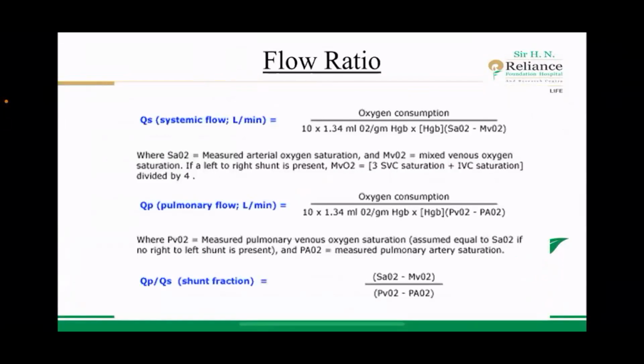So flow ratio, again, the same thing. QS, systemic flow, is oxygen consumption divided by the hemoglobin bound oxygen difference in the arterial and venous. So Hb into 1.34, which is the Huffner's constant, and you multiply it by 10 so that you derive the flow in liters per minute, into the difference in the saturation of arterial and mixed venous. Similarly, QP is the same. In the denominator, it's the pulmonary venous and pulmonary arterial oxygen content. And when we take the ratio, you ignore the oxygen consumption, and it's just SaO2 minus MvO2 divided by PvO2 minus PaO2.